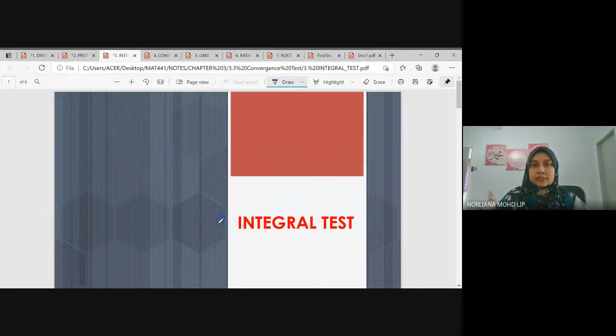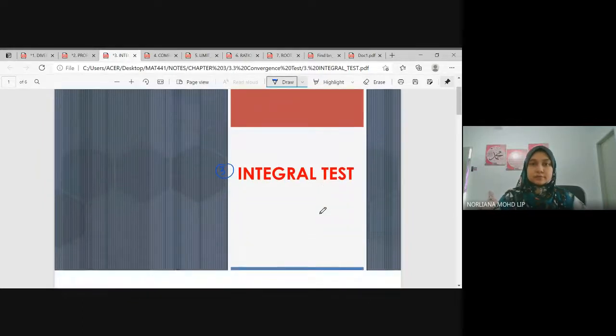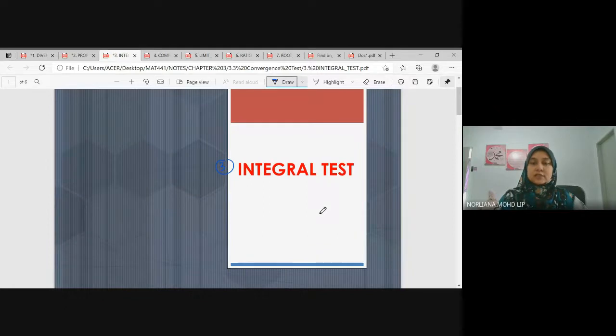Okay, number 3 is integral test. This integral test, you have to use the improper integral. Use improper integral. Ni aku belajar sebelum ni kan.